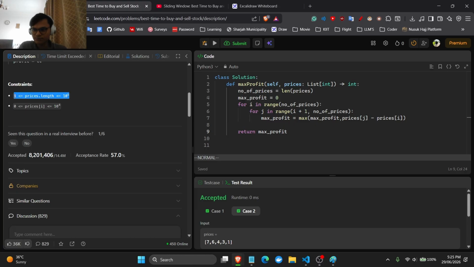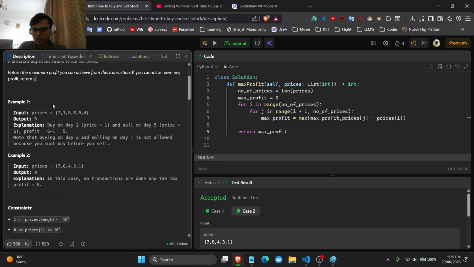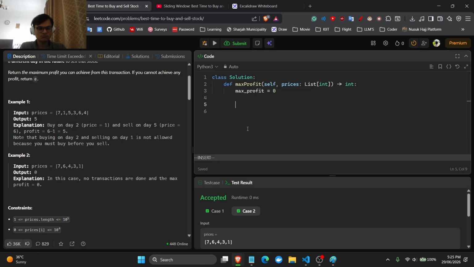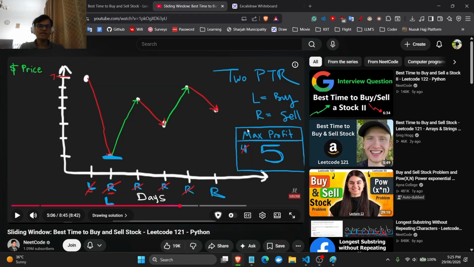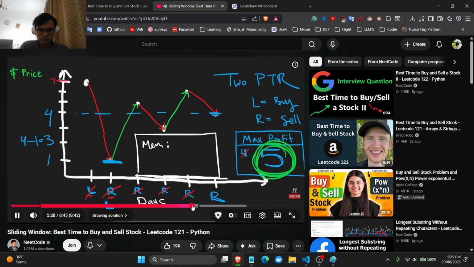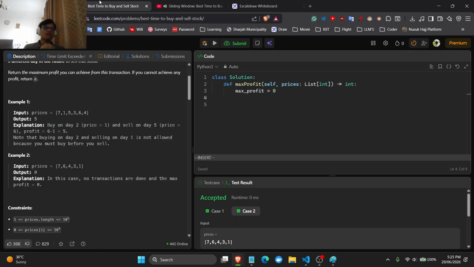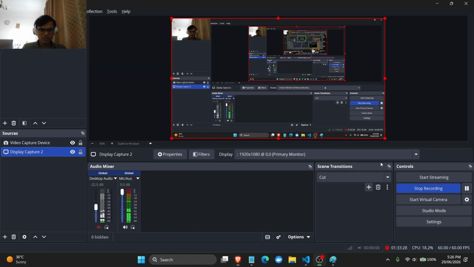If the length of prices is equal to 1. Okay. So the way he described it is kind of right. Okay, let's just assume left pointer is 0, right pointer is 1. Interesting. Just give me a moment, guys.